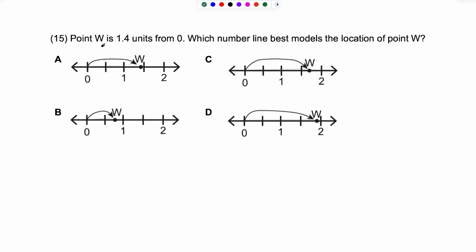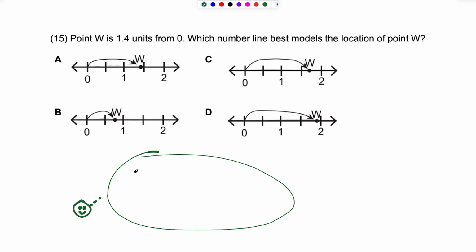Question 15, point W is 1.4 units from 0. Which number line best models the location of point W? So for this one, I like to think about the number line, but I want to count by 5s. And the reason I'm going to do that is so that we could see the connection here with how we fill out the missing numbers. So if I start at 0 and I start counting by 5s, I get 5, 10, 15, 20.